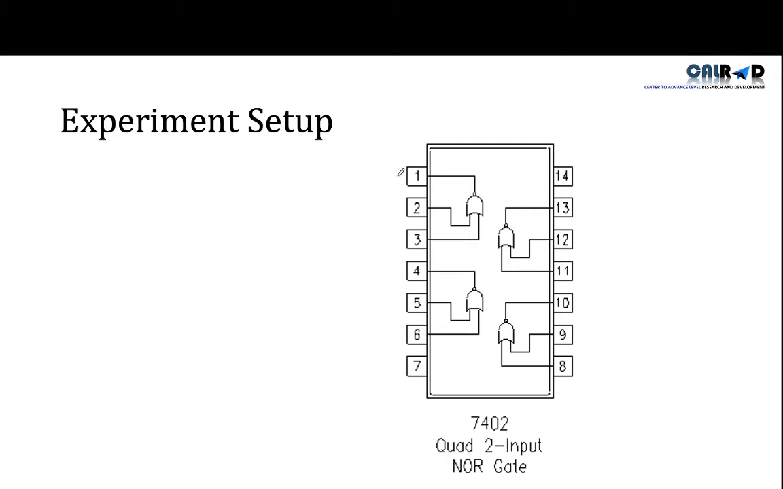Now, in every experiment first we will do the experimental setup or a block diagram. In the block diagram we will set up the same experiment, all the components, and then we will perform the experiments one by one. So let's start the experimental setup.